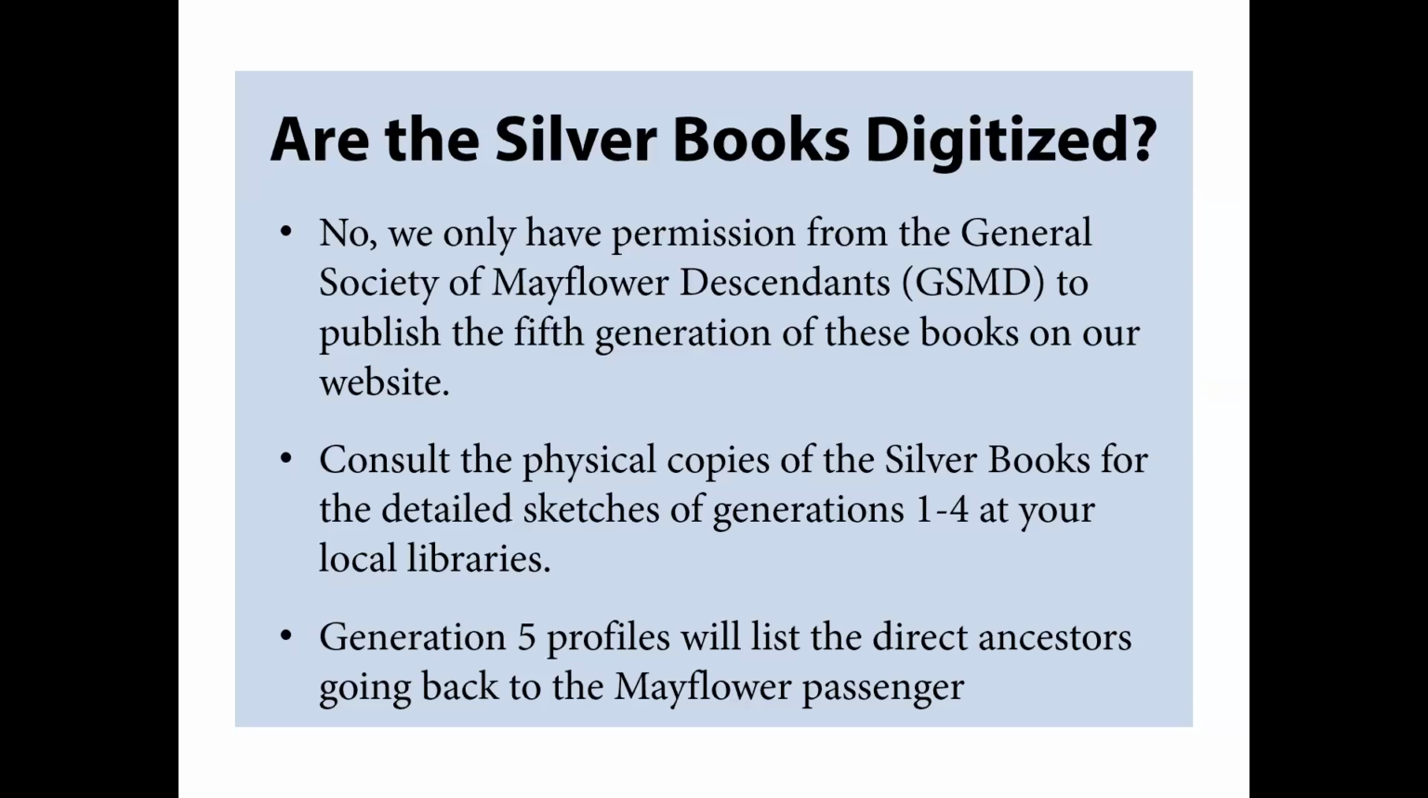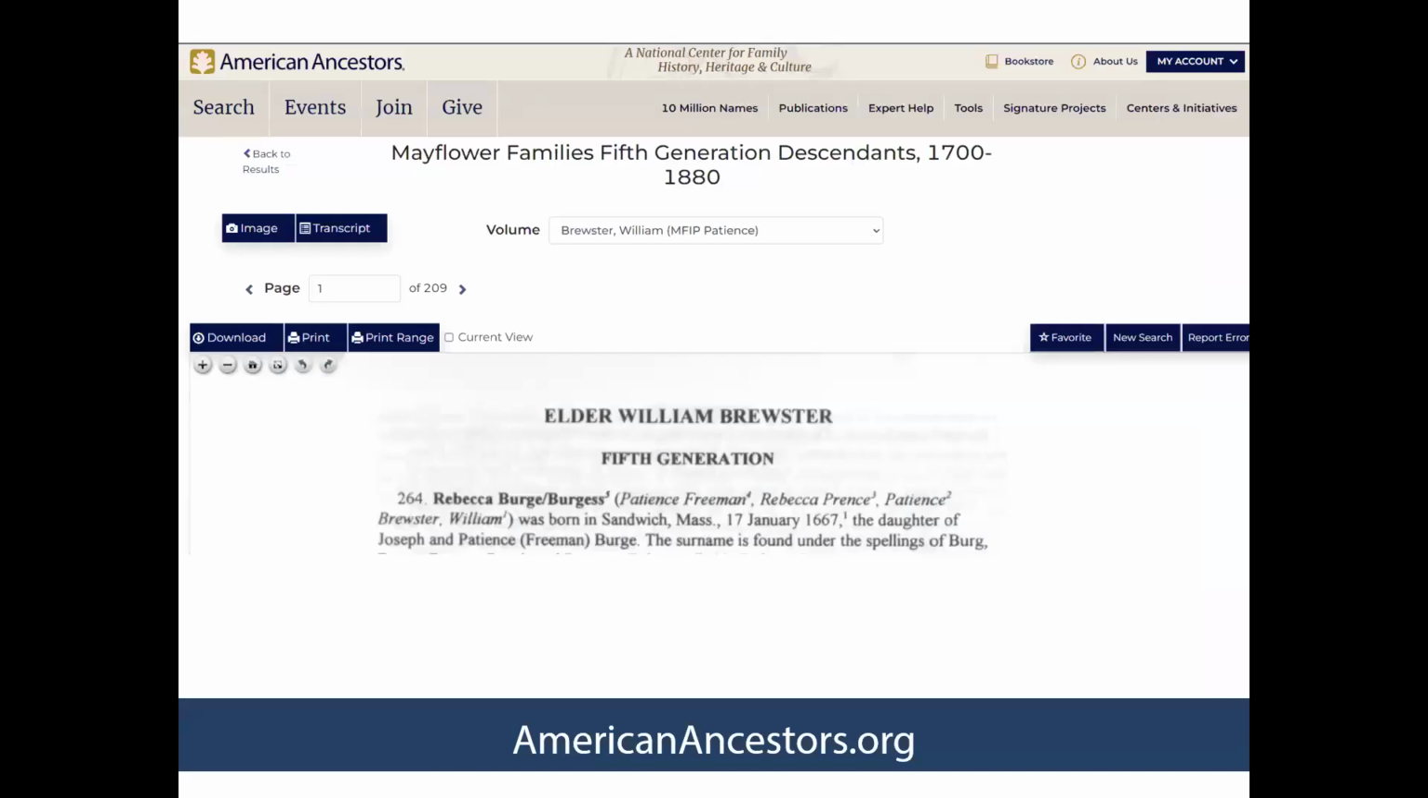But generation 5 will list the direct ancestors that go back to the passenger, and I'll show you what that looks like. So this is the database that's set up on our website, Mayflower Families Fifth Generation Descendants, and you'll notice that when I'm in this volume, which is under William Brewster, it's showing that fifth generation, this Rebecca Burgess.